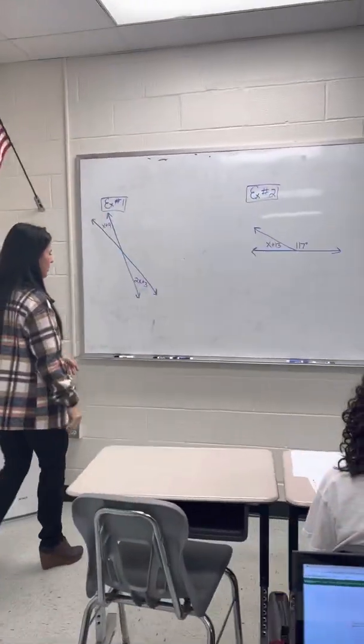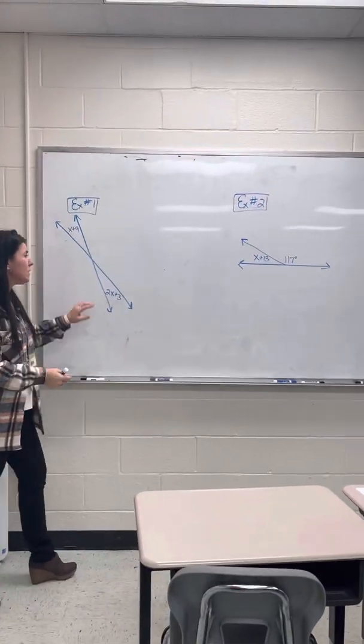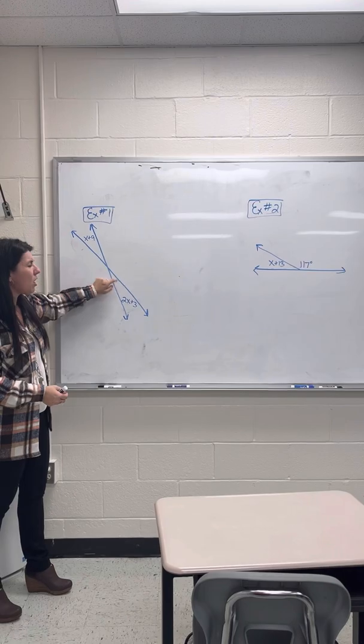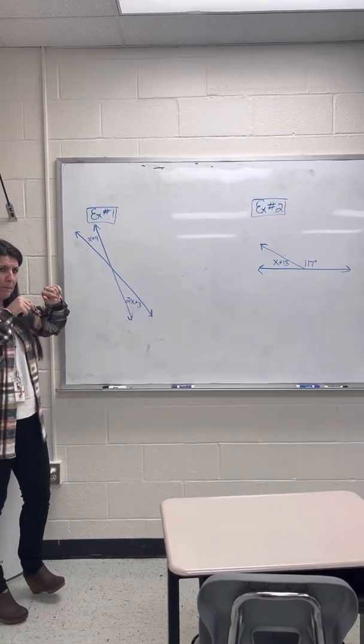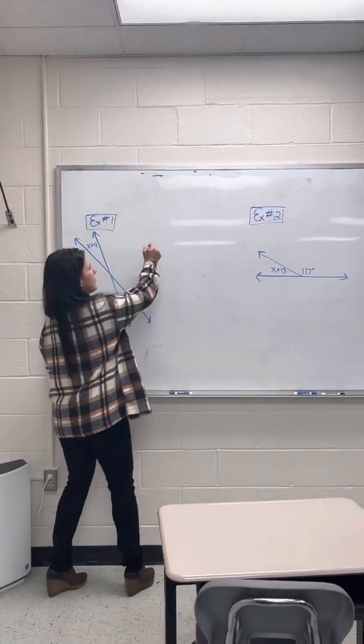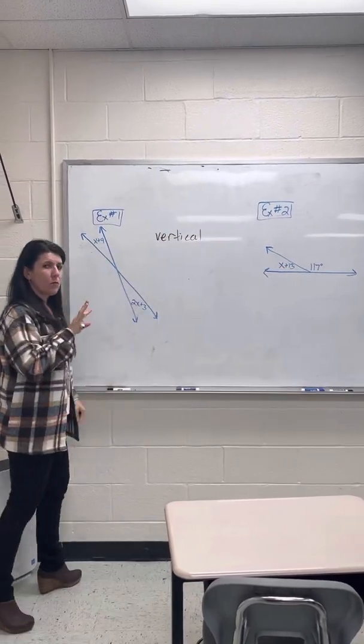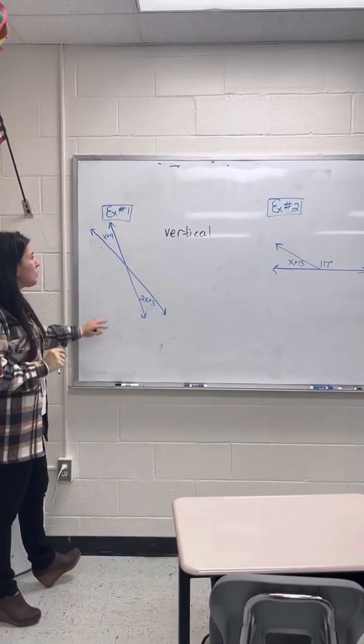So the first thing we want to do is decide what kind of angles these are. And the angles I'm talking about is this little one and this little one. What can we call them? What can we name them? Vertical. These are vertical angles. So that's the first thing I want you to decide: what kind of angles they are. It's the 4 terms that we just talked about. So these are vertical angles.